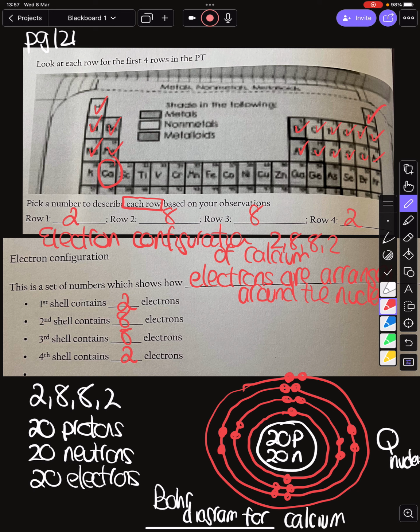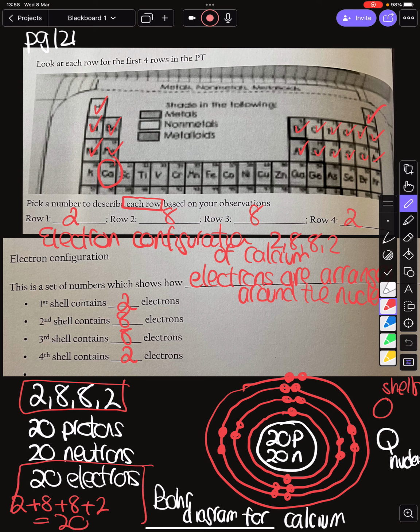So the white is the nucleus, and the red, these are our electron shells. There is a check that you can do. Have I done this electron configuration right? We know that we have 20 electrons in total. So 2 plus 8 plus 8 plus 2 works out to be 20. That means that that electron configuration is right.